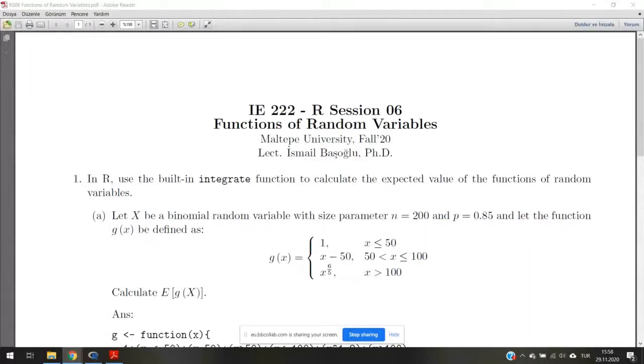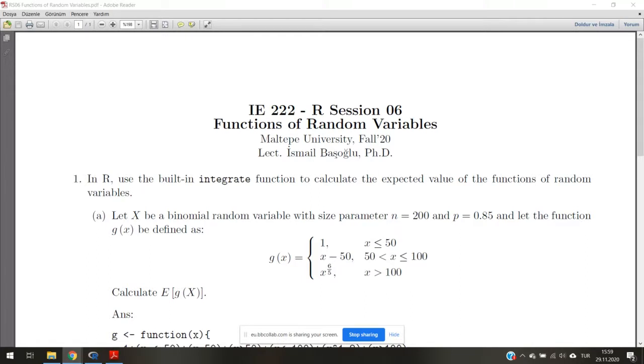Hello again. In this session, we are going to use the programming language environment R in order to calculate the expected value of functions of random variables. In the theoretical course, we have seen how to calculate the expected value, variance and the distribution of discrete and continuous random variables respectively.